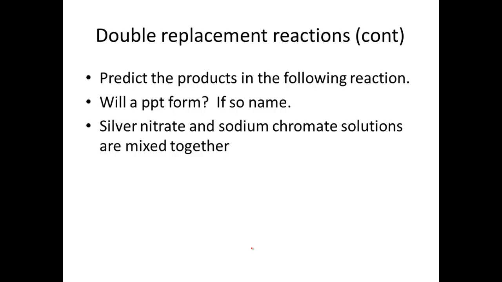And our last problem to deal with, double replacement reaction, predict the products of the following reaction, and then will a precipitate form. So silver nitrate and sodium chromate solutions are mixed together. So silver chromate, silver's a +1, nitrate's a minus, sodium is a plus, and chromate is a -2. Chromate CrO4, sodium's Na, nitrate NO3, and silver is Ag.